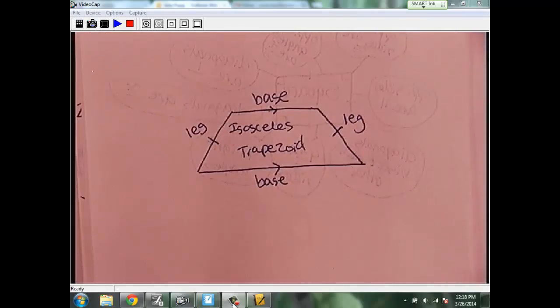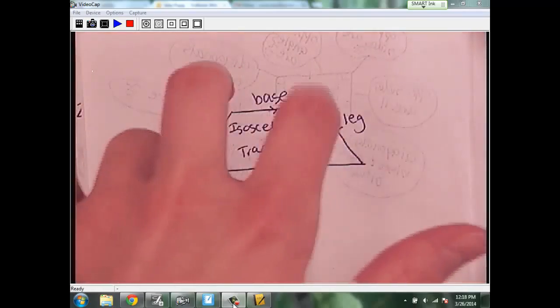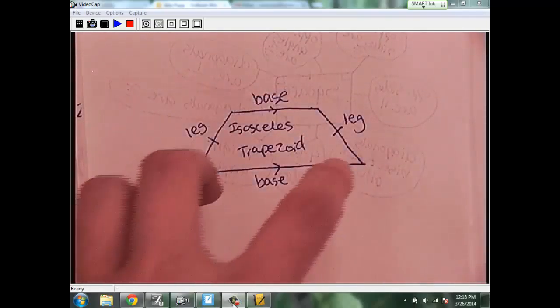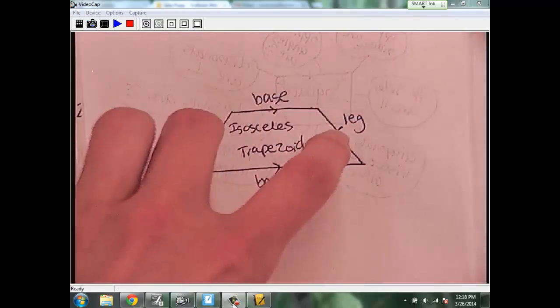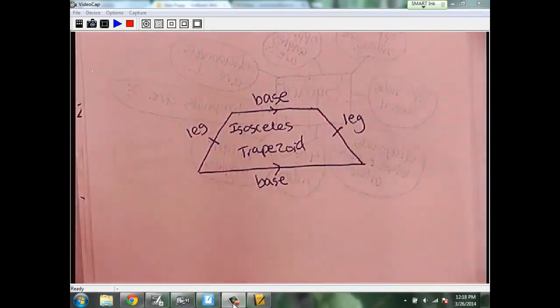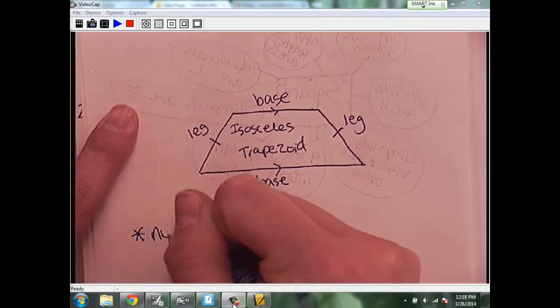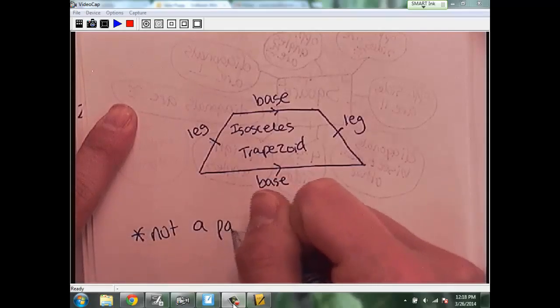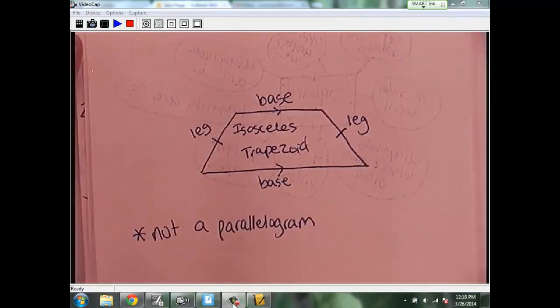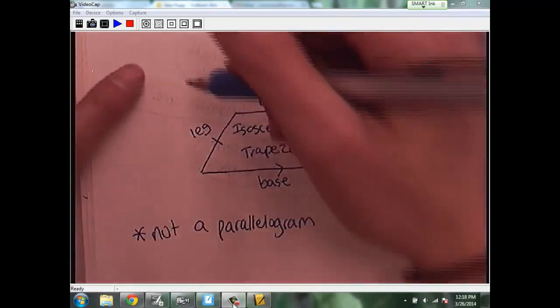Is this a parallelogram? Are both pairs of opposite sides congruent? No, these are not congruent to each other. Are both pairs of opposite sides parallel? Are these two sides parallel? No, this is not a parallelogram. So it's not a parallelogram, but this is what we do know about it.